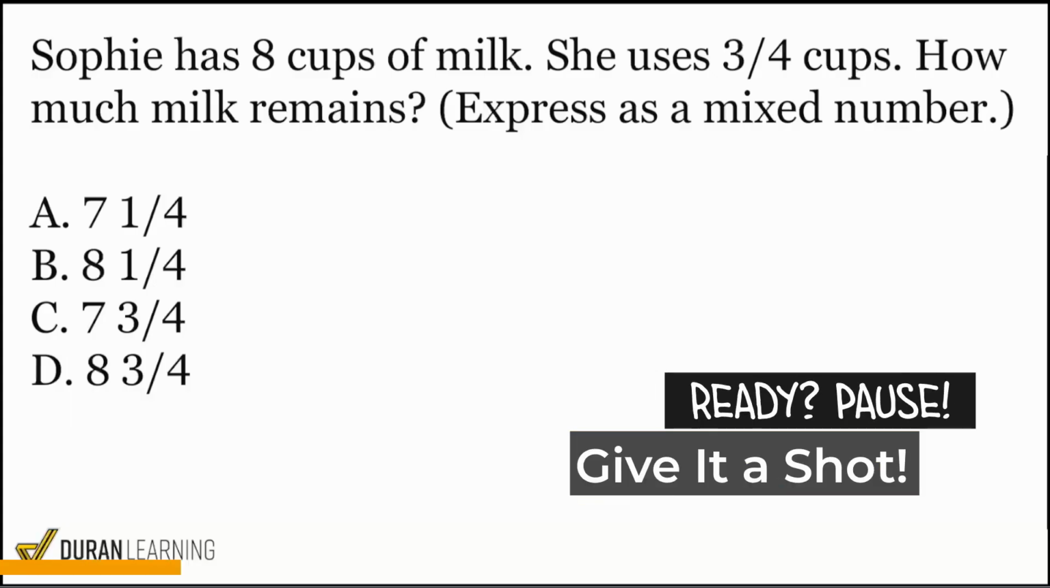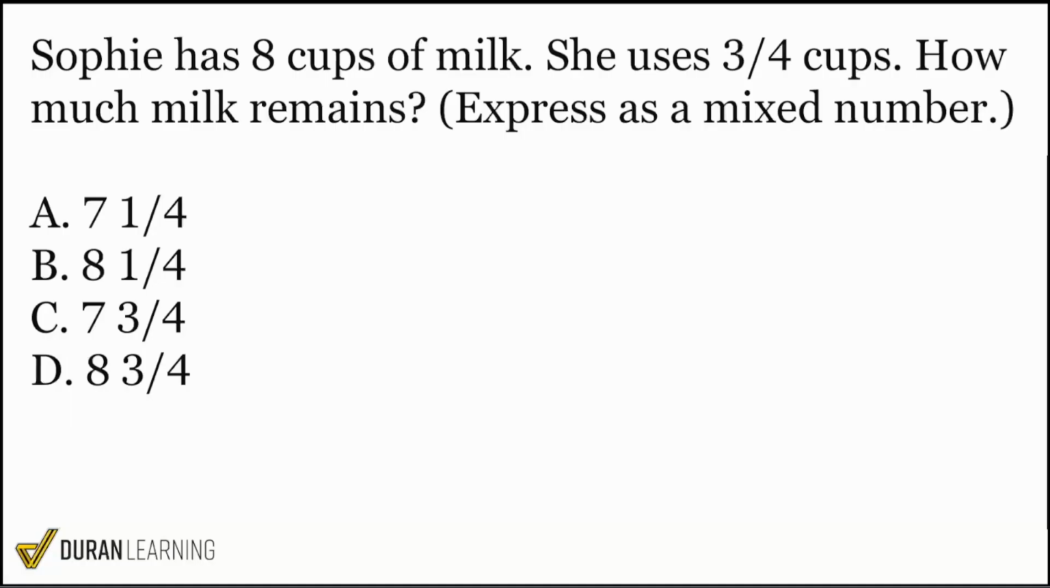New question up, so we're going to handle this the same way we know how, reading the question sentence first. So here it says, how much milk remains? Express as a mixed number. And we can see the answer choices are all expressed as mixed numbers, but the most important part here is not the numbers or the type, but what we're supposed to do with those numbers. So let's check that out.